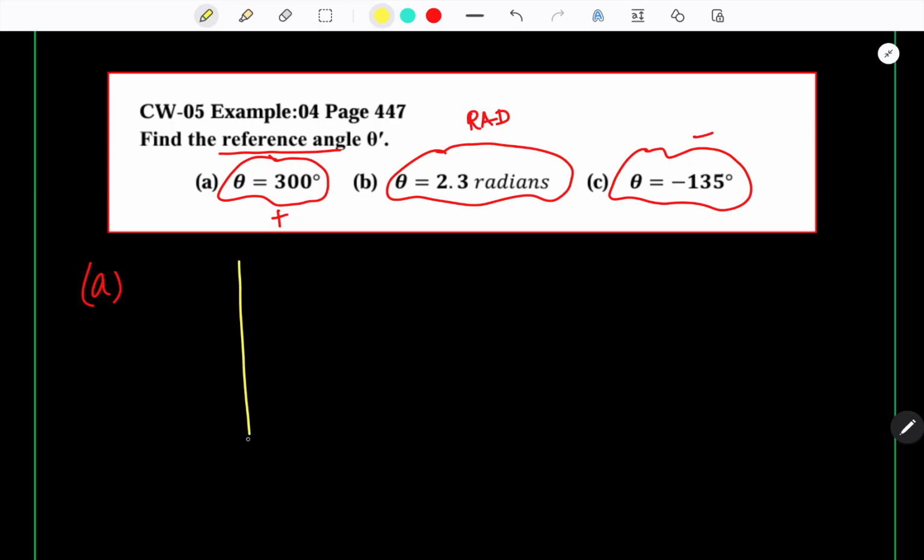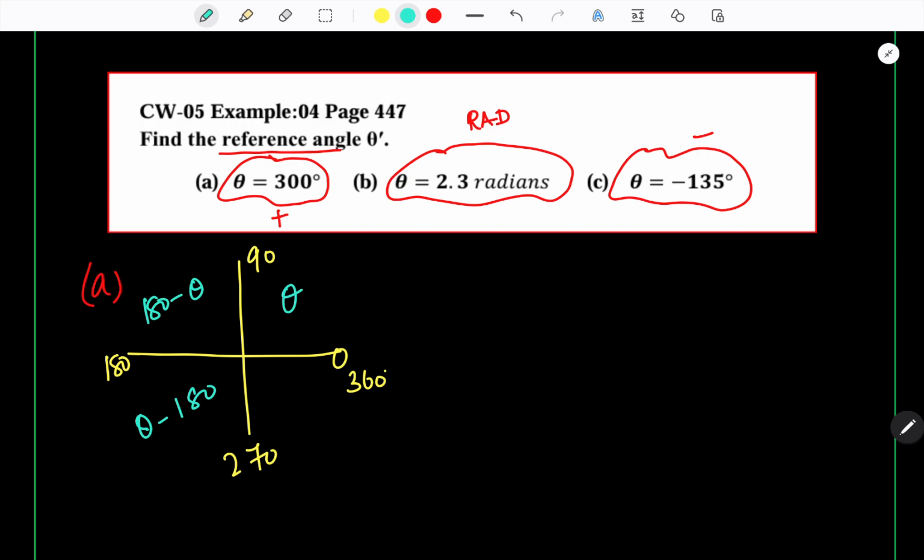Let's draw the same thing: 0, 90, 180, 270 and 360. Right. After that you write the formulas also: theta, 180 minus theta, theta minus 180, 360 minus theta. Ready. Now the man is starting. Let the game start. So he has to reach his goal, which is what?